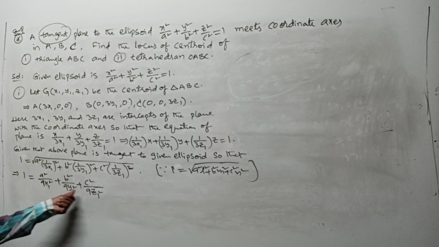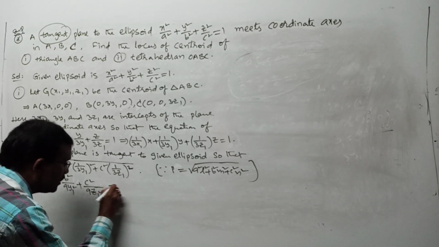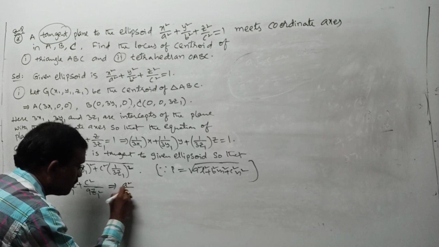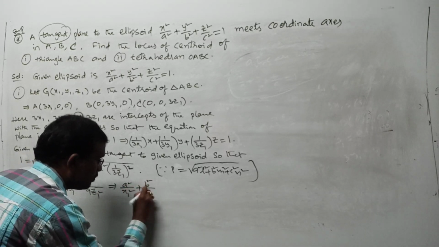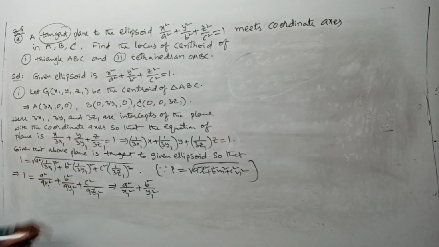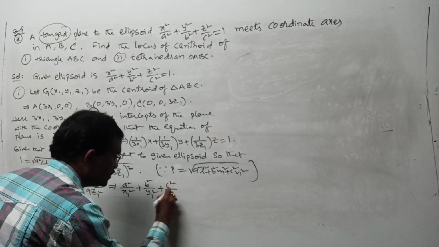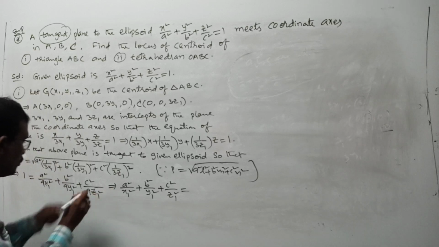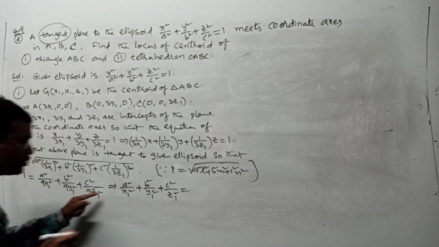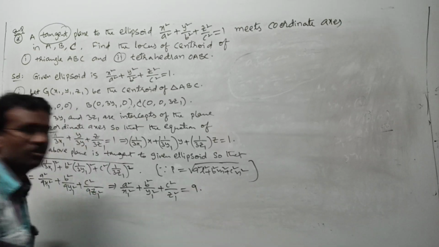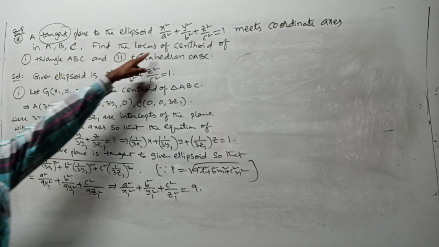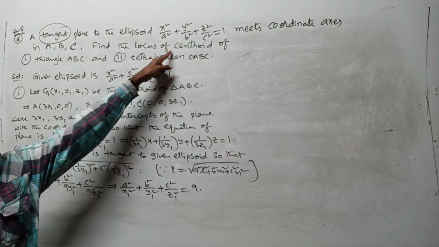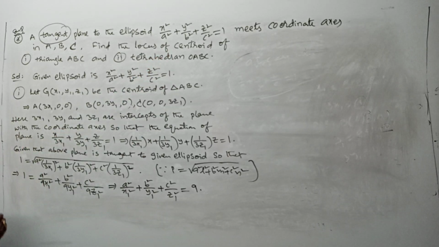Now take 9 common and move it to the other side: a square by x1 square plus b square by y1 square plus c square by z1 square is equal to 9, since 1 into 9 is taken common. Any problem? Now let us find the locus of G, because we need the locus of the centroid of triangle ABC.